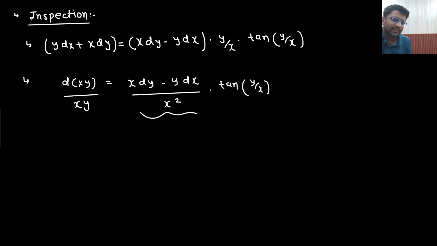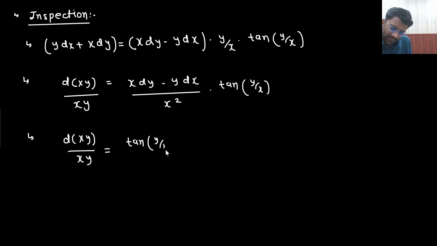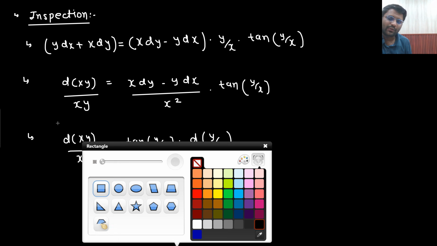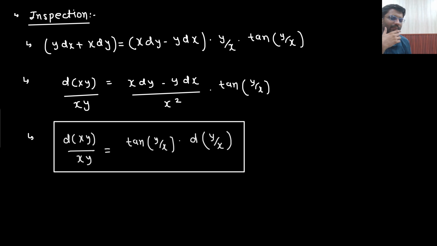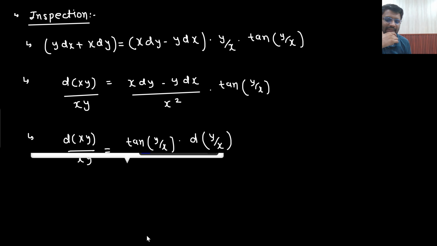Now what is this? This is d of y by x. So what you are getting? d of xy upon xy equals tan of y by x multiplied with d of y by x. This is what you are getting. Can you solve it now? Basically this part became d of y by x, and this is your tan of y by x dot d of y by x. Can you solve it now?